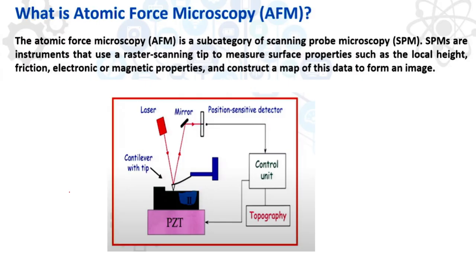The atomic force microscope is a subcategory of SPM, the scanning probe microscope. So obviously here also you are scanning as well as probing. SPMs are instruments that use a raster scanning tip to measure surface properties such as local height, friction, electronic and magnetic properties, and construct a map of this data to form an image. Here also you need a piezoelectric type material, and this is the cantilever. This is your cantilever, and this is your tip.